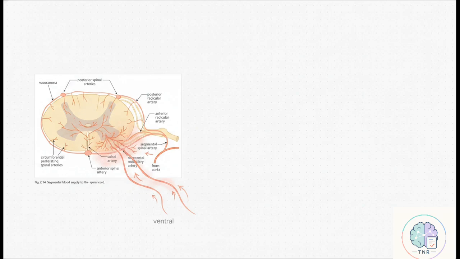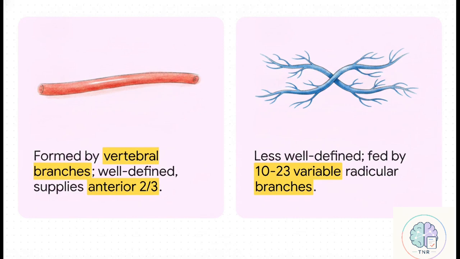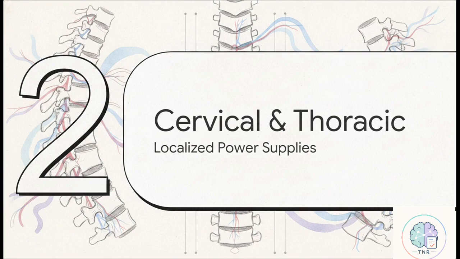It's that critical. Now, comparing the front to the back, it's honestly like looking at two totally different design philosophies. On one hand, you have the anterior spinal artery. It's highly structured, a super well-defined power line formed very predictably by the junction of two branches coming right off the vertebral arteries. But then you contrast that with the paired posterior spinal arteries. Instead of that tight top-down structure, it's a much looser, highly variable network, and it's fed by anywhere from 10 to 23 different radicular branches. Totally different vibe.